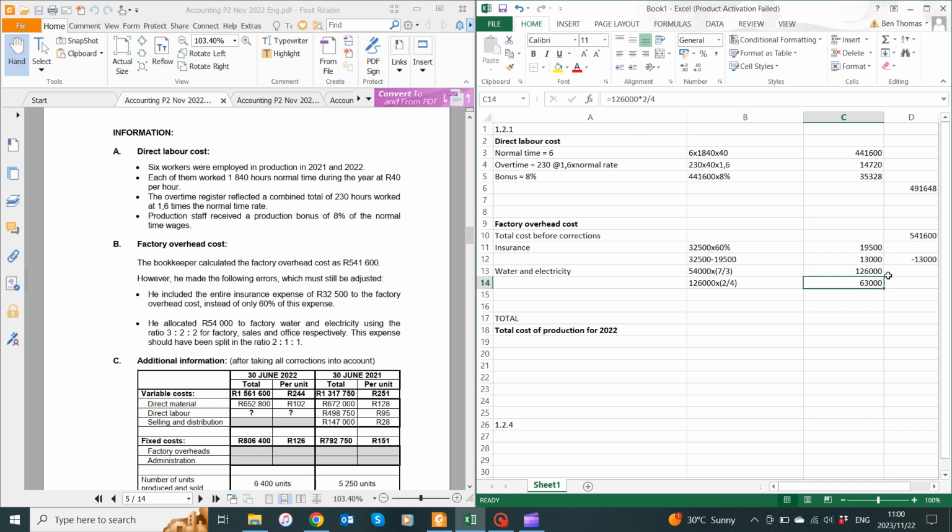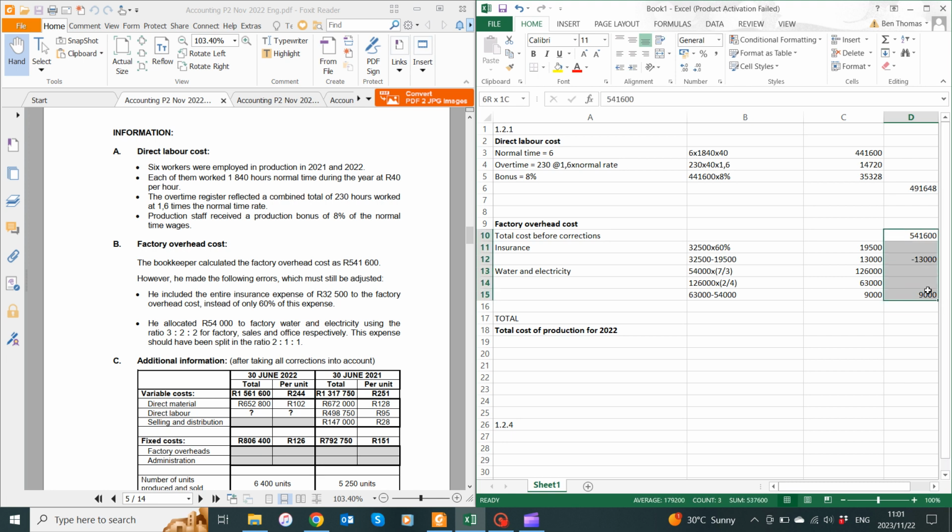Now, what have you entered as water and electricity? You've used 54,000. So what does it mean, guys? It means we're short a certain amount. So we have to say 63,000 minus 54,000. And if we do that sum, we're going to get 9,000. What does it mean? It means we need 9,000 Rand more under factory overheads for water and electricity. So we're going to add that 9,000 over here.